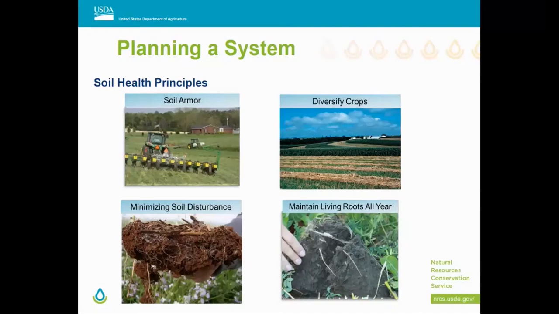So the first practice I'm going to talk about is conservation crop rotation, 328. It's the planting of a sequence of crops on the same ground over a period of time. It's the rotation. Generally, we're going to plan crop rotation to address sheet and rill erosion, ephemeral gully erosion, water quality, nutrients transport to surface and groundwater, plant productivity and health, and plant pest pressure.